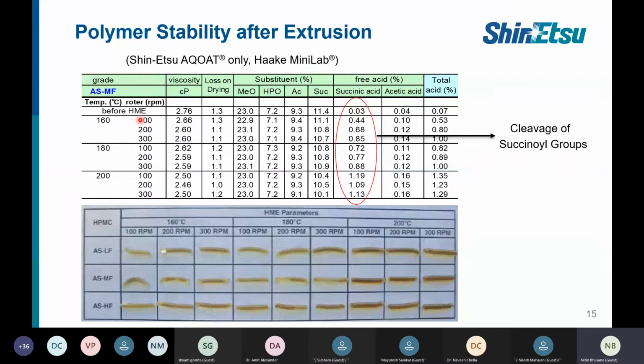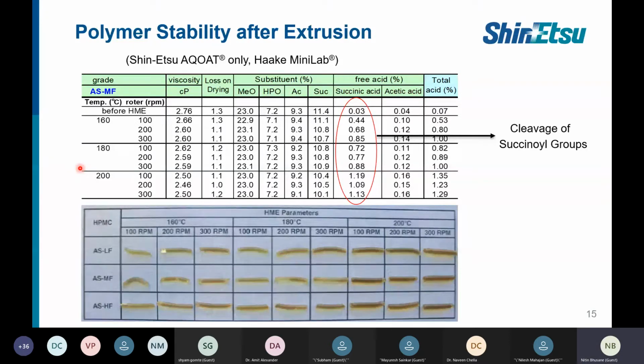So there is a clear-cut cleavage of the succinyl group. Generally, as per the USP limit, your free acid should be less than 1% in most cases. On the other hand, suppose your extrude may not be coming out properly and you try to run at 300 RPM, still there is a possibility of cleavage of the succinyl group. So both temperature as well as shear play a crucial role related to the stability of the polymer.